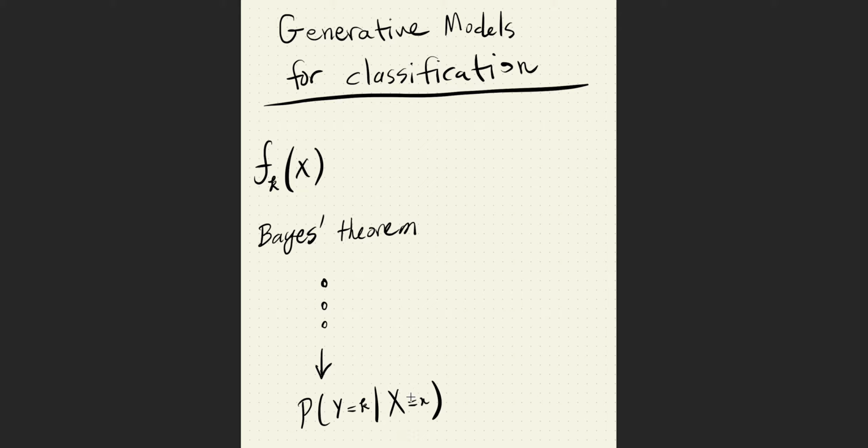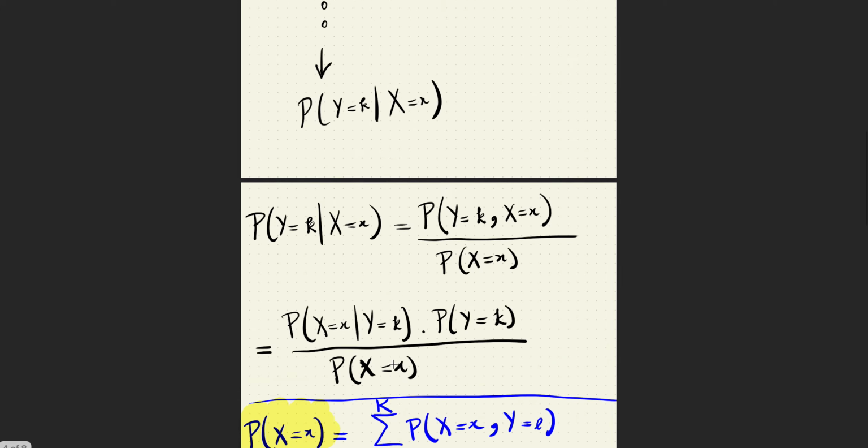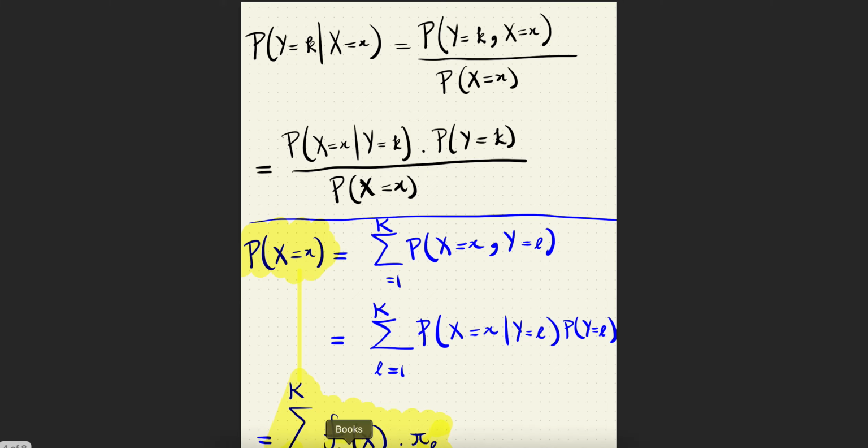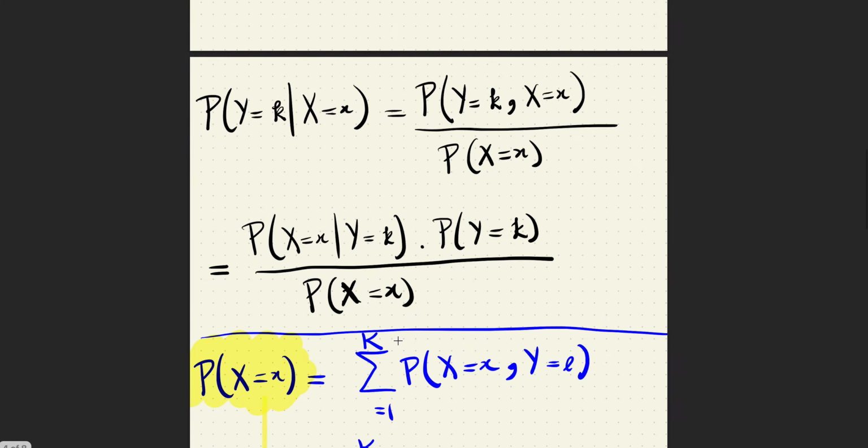Now, if we assume that the distribution of the predictors for each y is Gaussian, it turns out that if you do the math, we get something similar to logistic regression. That's something you saw in the previous lectures. But in general, what we are doing is here presented.